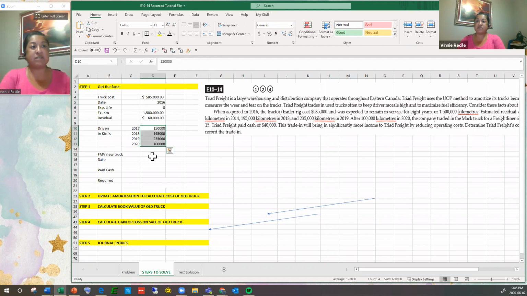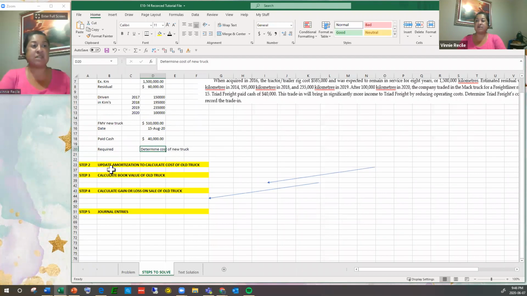So let's fill those in. Then we have a fair market value of the new truck, which is $510,000, the date of August 15th, how much cash was used, and then the required. So now you have all your facts in one place to reference. You don't have to keep rereading the problem over and over again to find every single step. Let's go to step 2 of this problem.